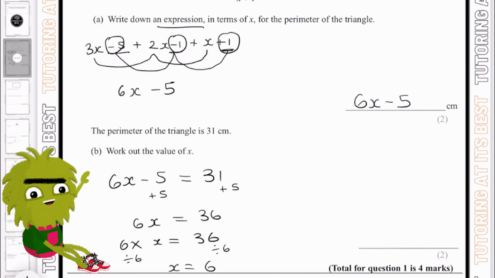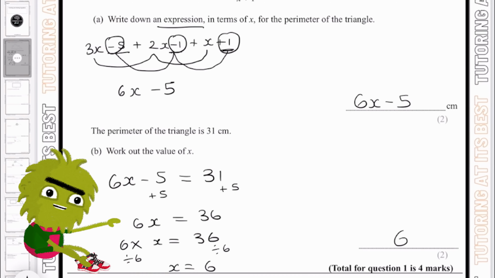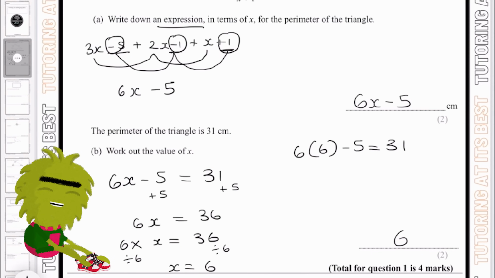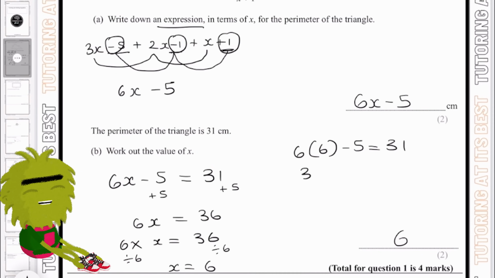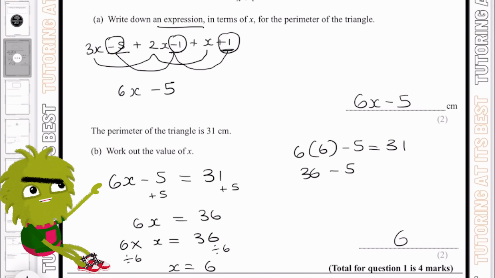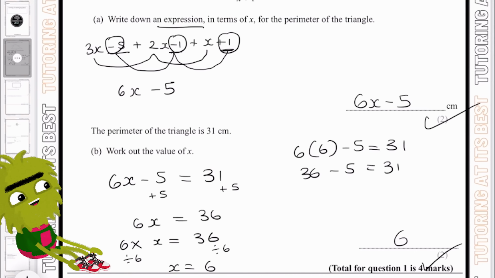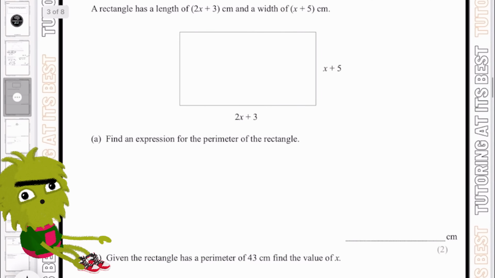So now we know that the value of x is 6. So let's take this one step further and see if we get 31. So we'll have 6 multiplied by our x value, which is 6, minus 5 equals 31. So we know 6 times 6 is 36. And if we subtract 5 from there, it does indeed give us 31. And that's your 2 marks in the bag and 4 marks in total. Wonderful. Okay, let's move over to question number 2.